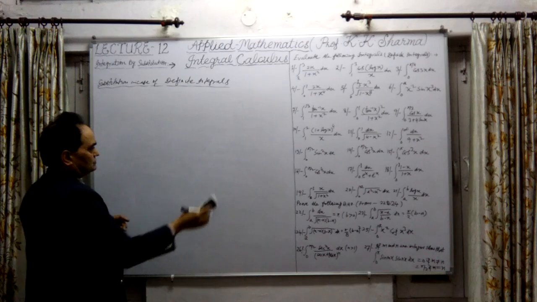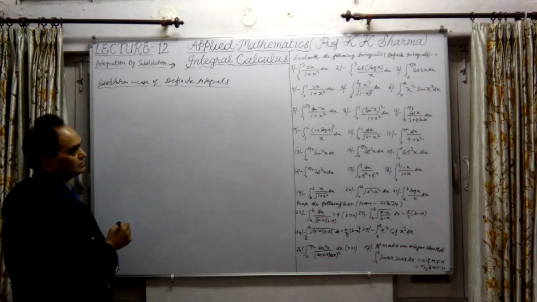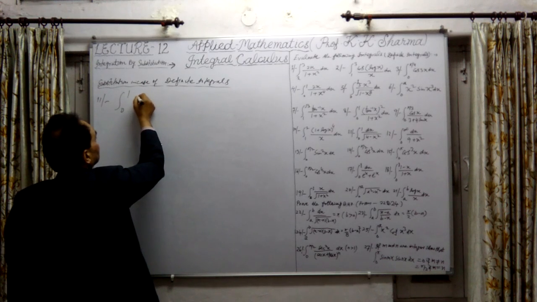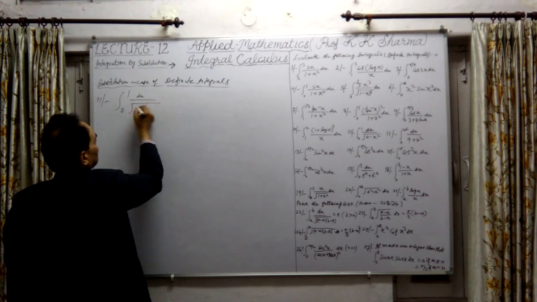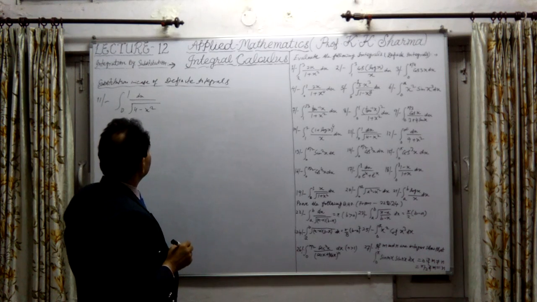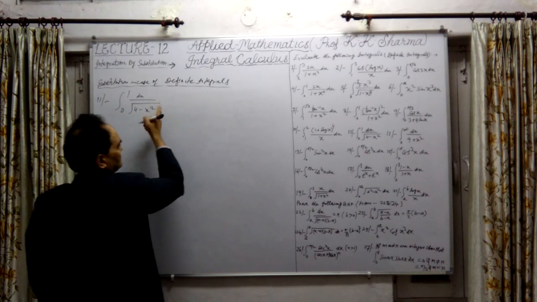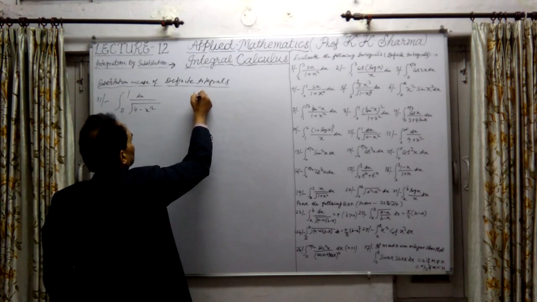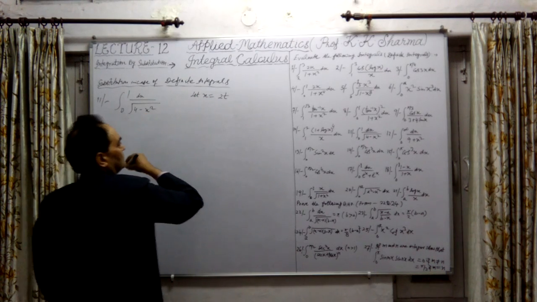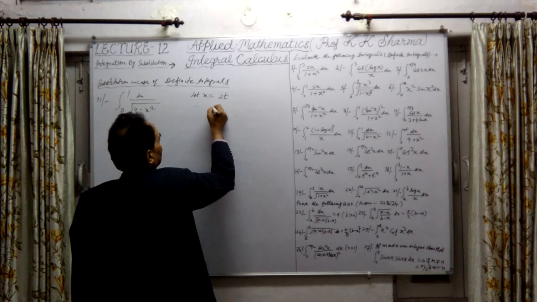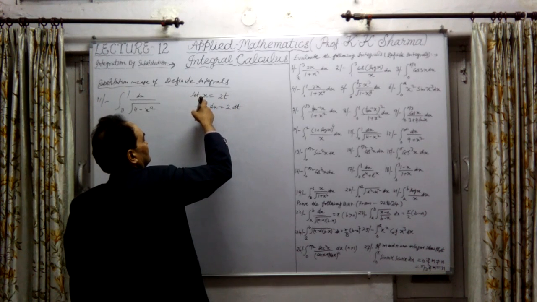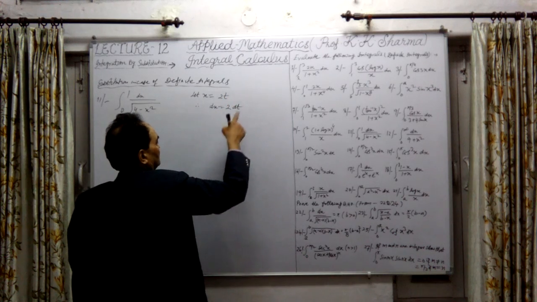Now let me talk about the 11th question. Question number 11 is the integration from 0 to 1 of dx upon under root 4 minus x square. We have to change it into something like 1 minus t square, so let me substitute x equal to 2t. Then 4 minus 4t square, and 4 can be taken common. Differentiating with respect to t, dx upon dt equals 2, so dx equals 2 dt.